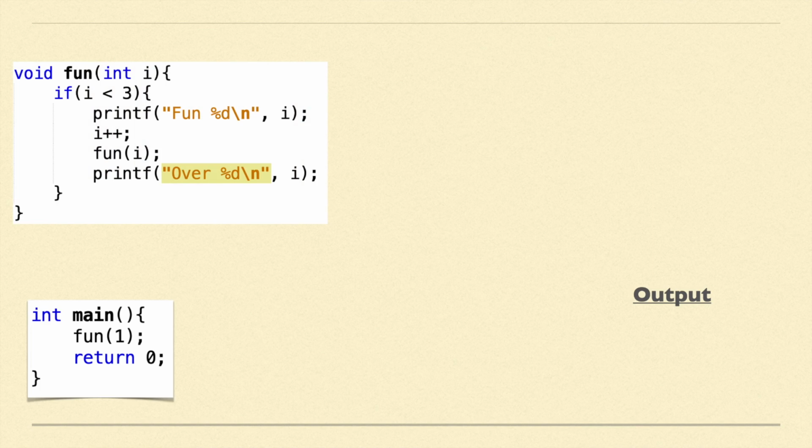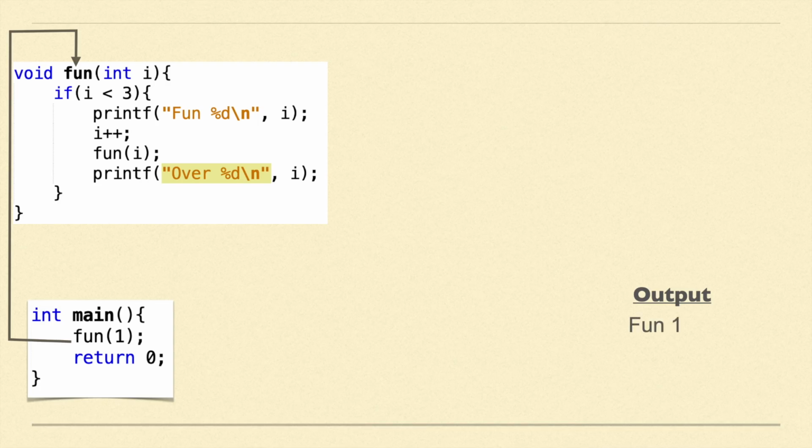We can see that it checks a condition: if I less than 3, then print fun, the value of I, followed by increment I, then a few more steps. And we can see that there is a flow control. So when the main is called, the first line is call the fun. That is the first control flow.